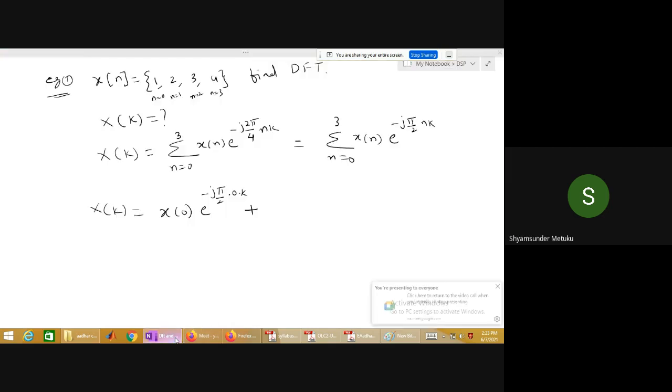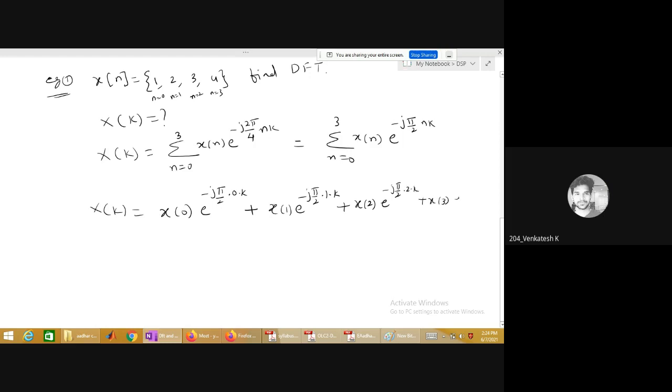Okay, so let us continue. Next, can you tell me what I should write here? You only tell, I will write. What am I supposed to write? X of 1 e power minus j pi by 2 1 into k. Then x of 2, e power minus j pi by 2 2k. X of 3, e power minus j pi by 2 3k.